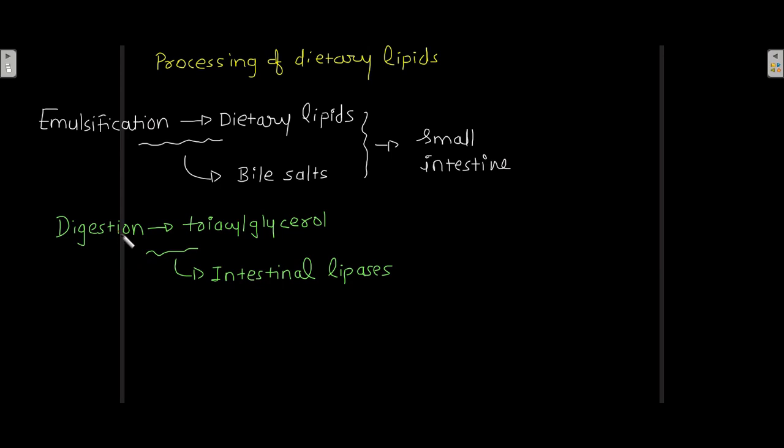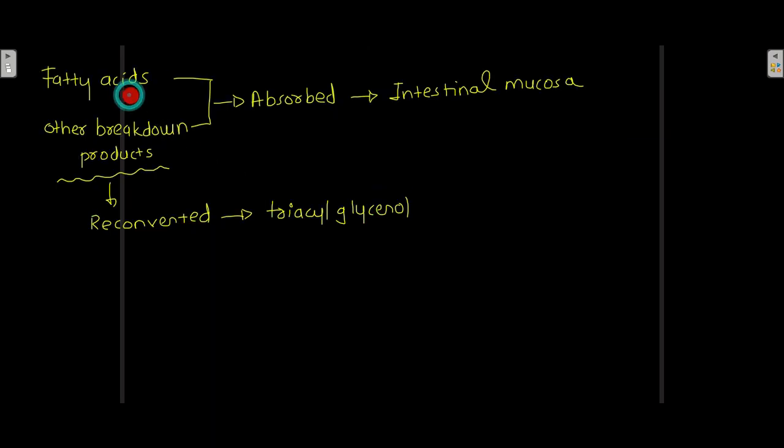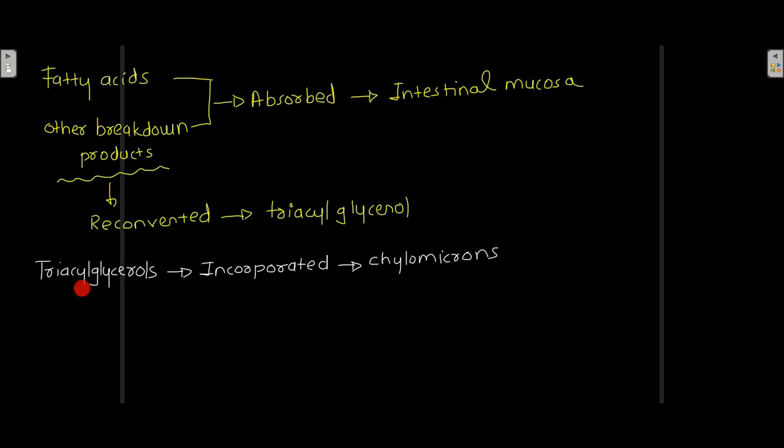After that there is digestion of triacylglycerols, and this is done by the enzyme intestinal lipases. Then fatty acids and other breakdown products are absorbed by the intestinal mucosa, and these are then reconverted into triacylglycerol. Then these triacylglycerols are incorporated into chylomicrons.